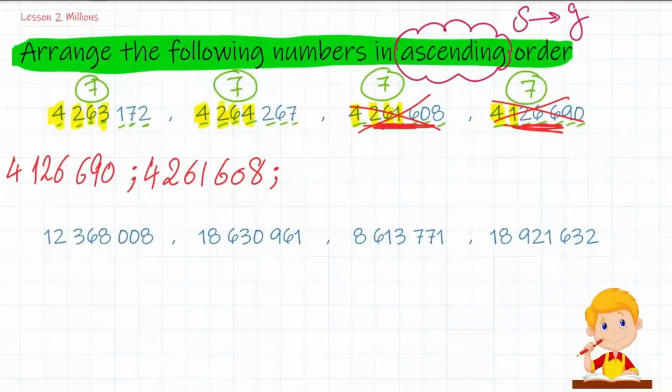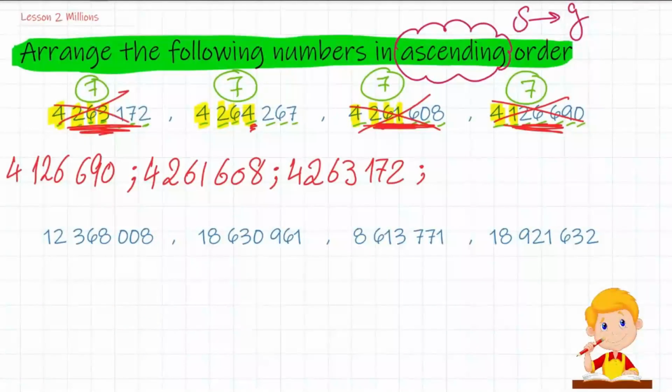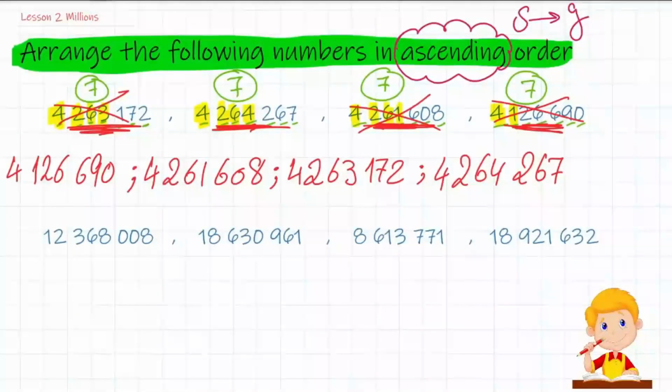The next one, we have here 3 and we have here 4. Of course, 3 is smaller than 4. So let's write this number here, 4,263,172. Let's cancel it out. And of course, we have the last number here, 4,264,267. Okay, let's move to the next one.